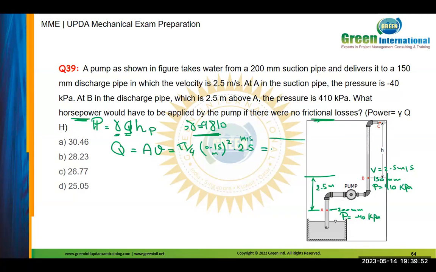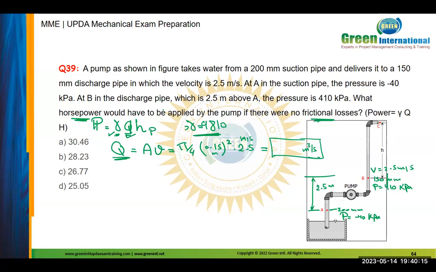From this equation, we calculate what? Meter cube per second for this discharge. So now we have gamma and Q, easy given, easy substitution, everything is clear. So what's next? Head of pump.